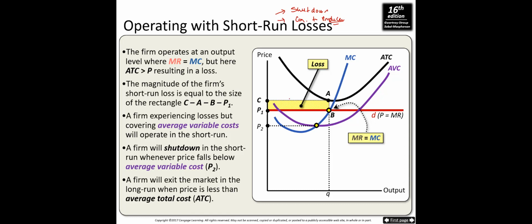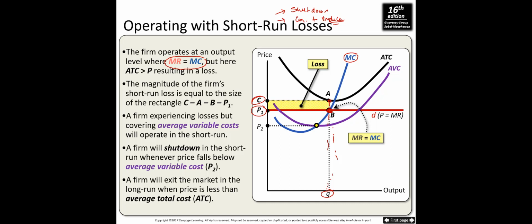So the firm operates at an output level where marginal revenue equals marginal cost. Let's find it here. The marginal cost curve and the demand curve intersect here at point B. And at that point, let's look at the quantity. This firm is producing Q units, but at that point, the per unit cost, average total cost, is C. So at quantity Q, the firm is spending C dollars, but earning P1 dollars.